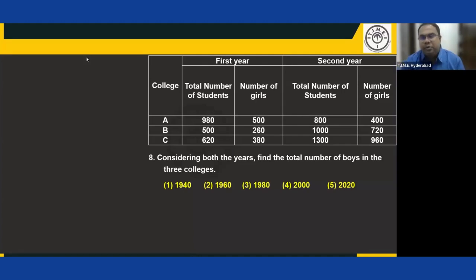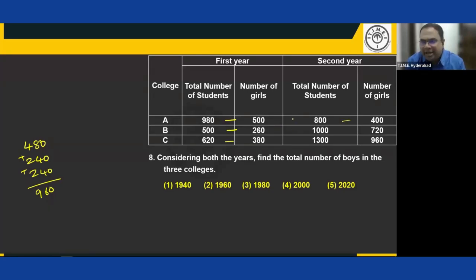Fine. Considering both the years, total number of boys. Das, correct answer. Find the total number of boys in 3 colleges. It is simple number. So number of boys is, if you subtract it is 480 here. I'll write here 480 in first year. 500 minus 260 is 240. 620 minus 380, 240. 480 is 960. Clearly, na, 240, 240, 480, 480, 960.